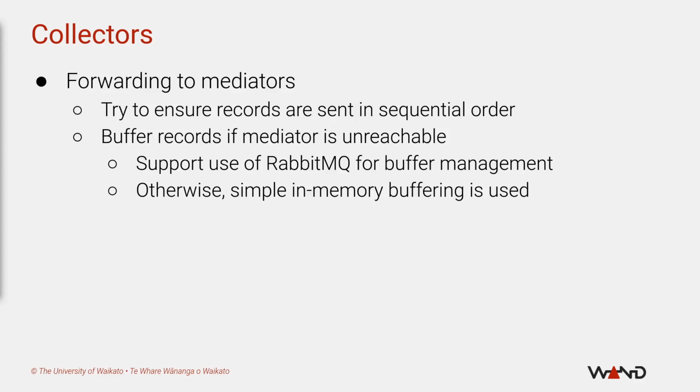The forwarder is also responsible for the temporary buffering of encoded records if the mediator happens to be unreachable for any reason. OpenLI supports the use of RabbitMQ to buffer records, which allows you to make use of the collector's disk for buffering if required. Otherwise, the collector will buffer directly into memory. This will buy some time for the mediator to return, but will eventually exhaust the memory of the collector host if the problem is not promptly resolved. Of course, the more memory that your collector has, then the longer it will be able to wait for the mediator to return.